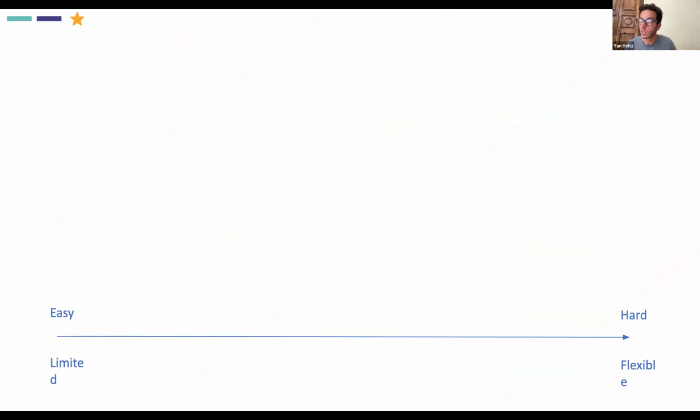time. There are some tools that are very easy to use, but they are very limited. And there are some tools that are very hard to use, but that are very flexible. And you have to find what's the best for you.